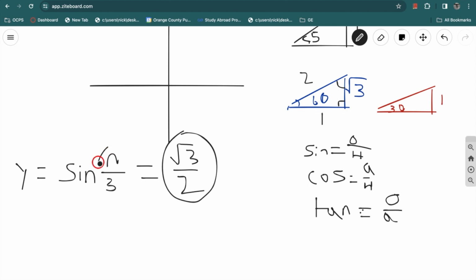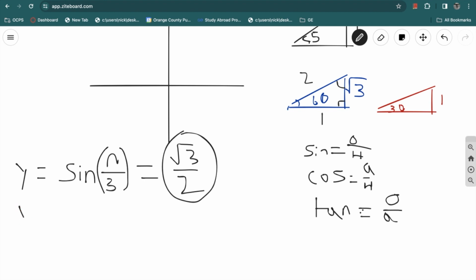But this is where we gotta look at it. If it's sine and it's followed by an angle, you're gonna have to find the ratios as I did here.